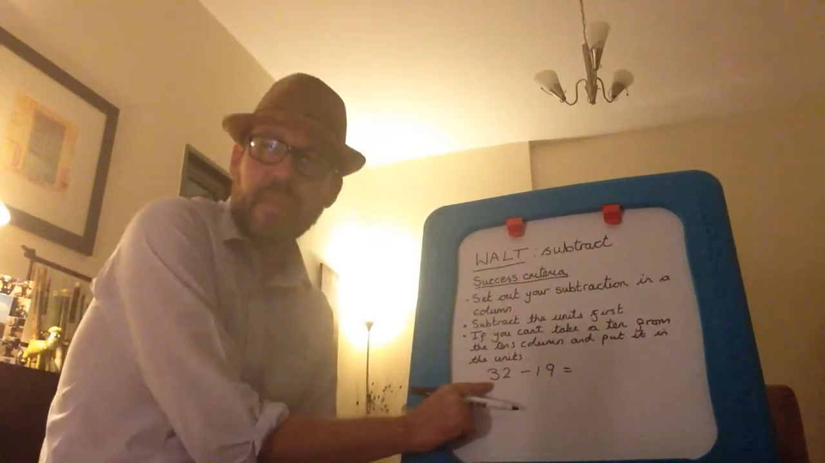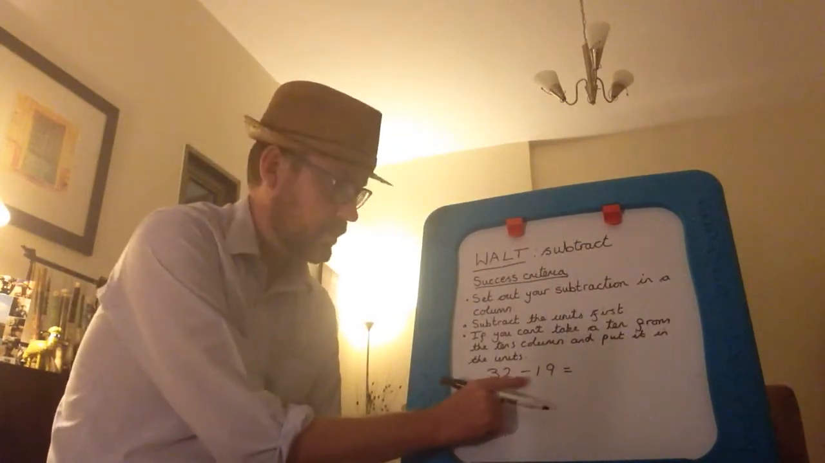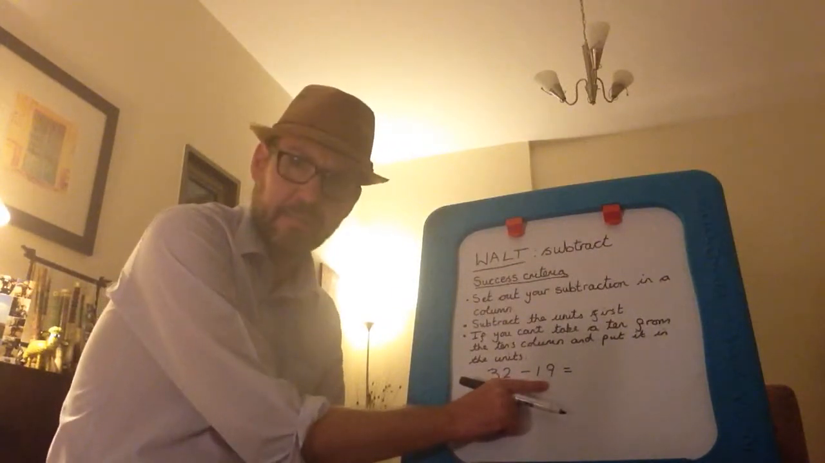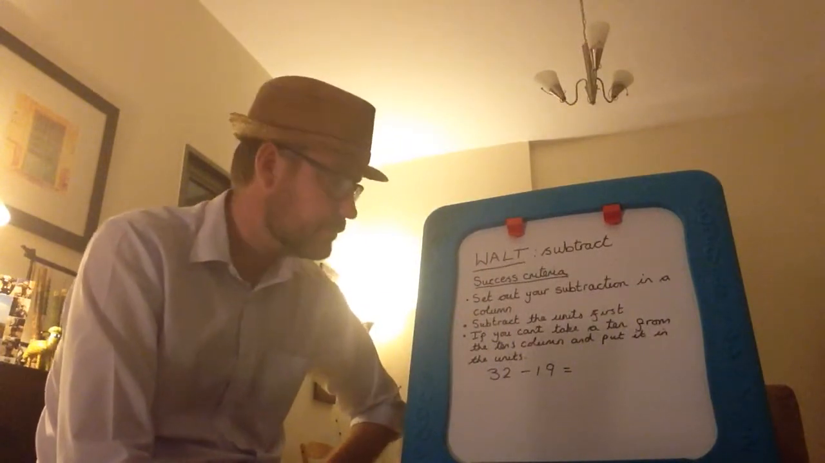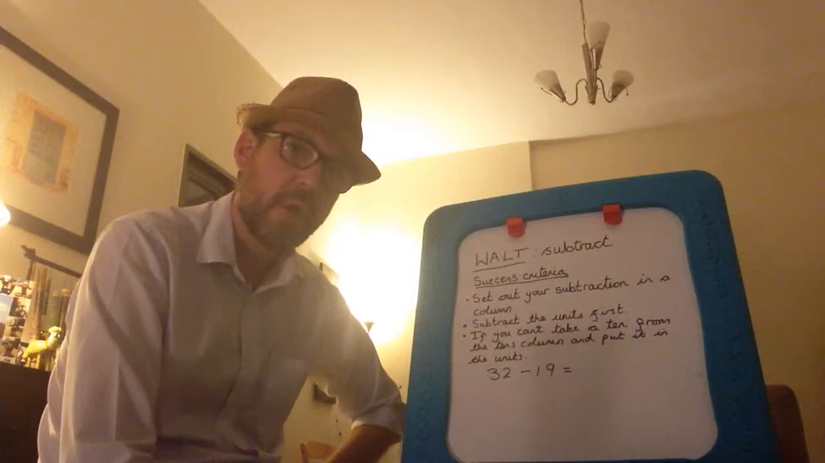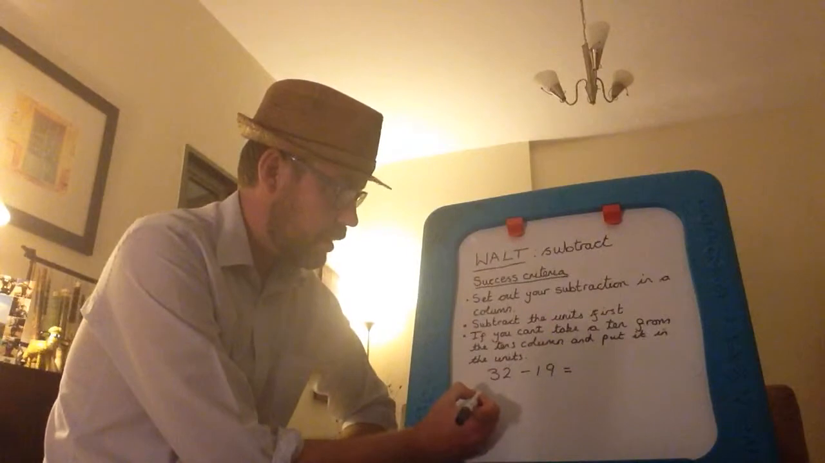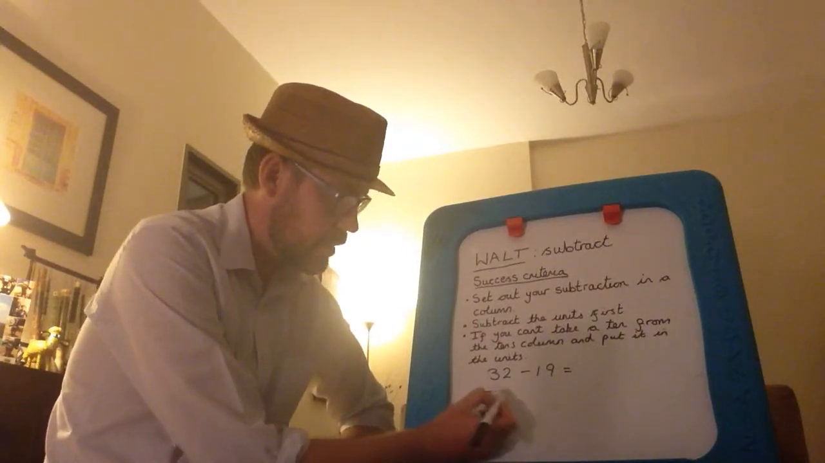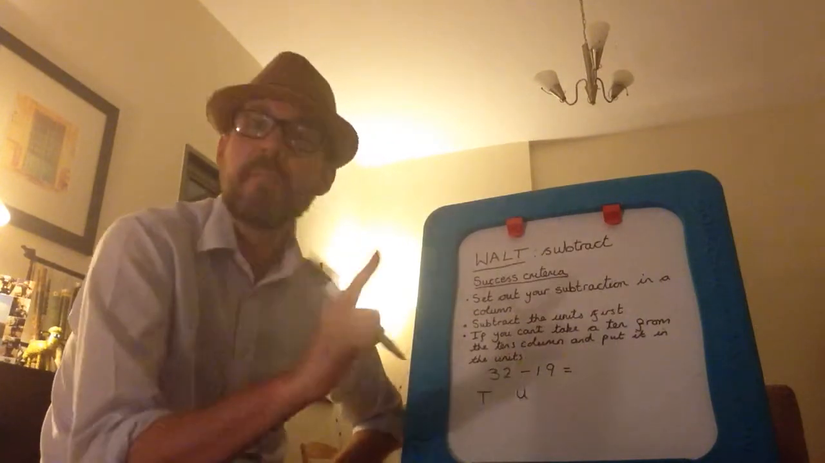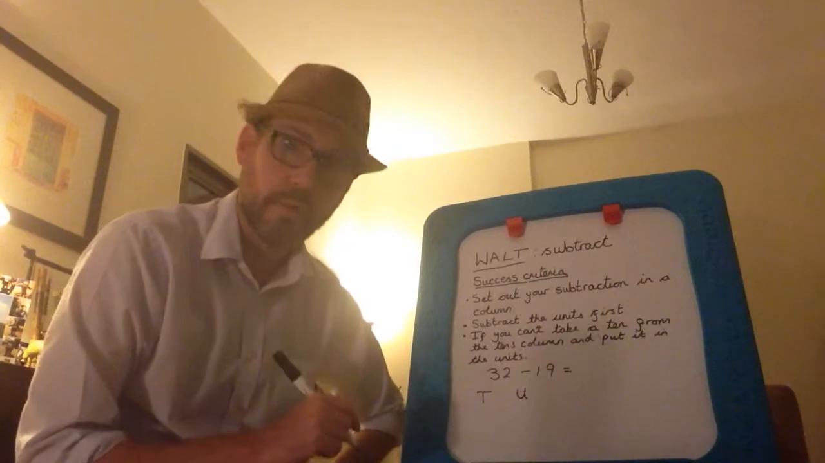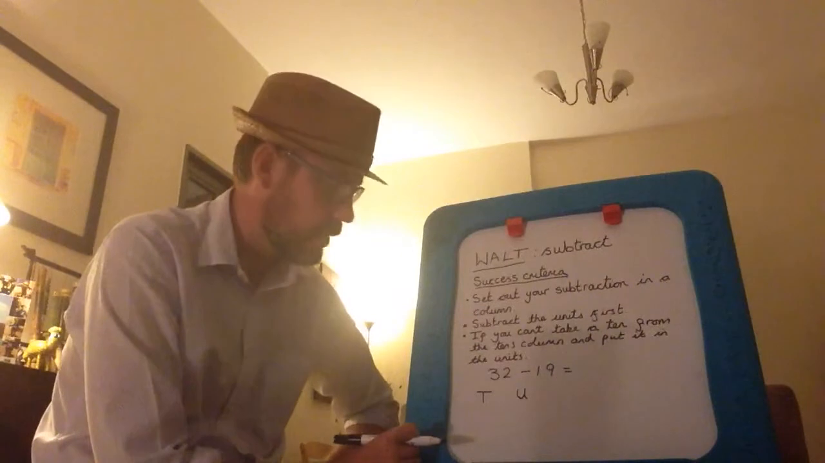Here we have a subtraction problem. It says 32 subtract 19. Let's do it like we did with the addition. Let's start off by partitioning 32. Here's my tens column, and over here is my units column. Just remember that some people call those ones as well, so just be aware of that.